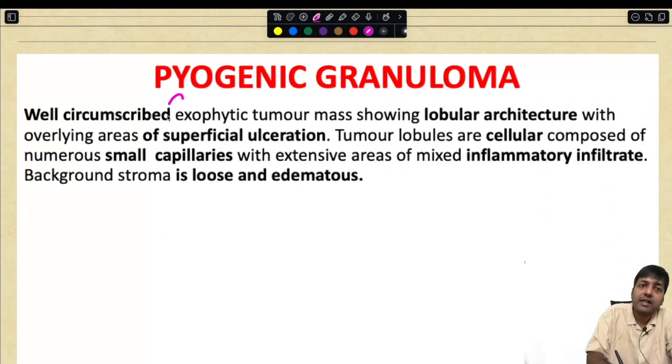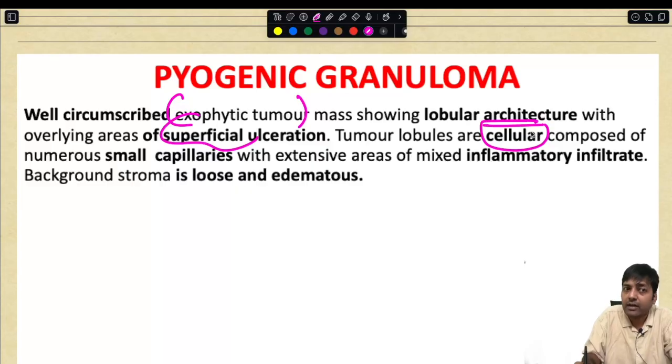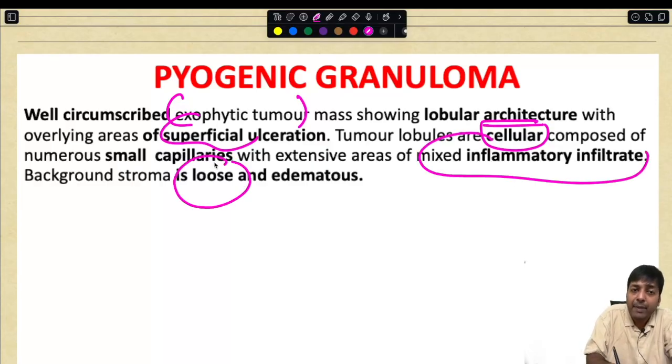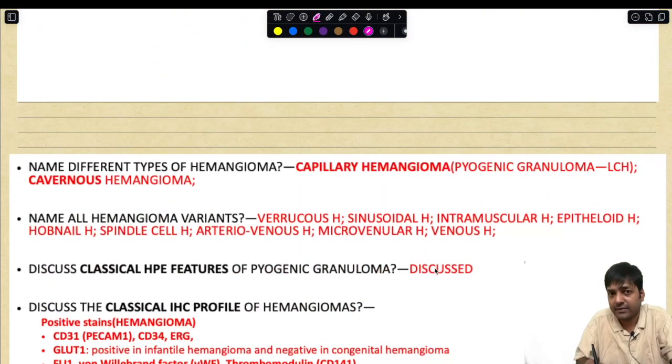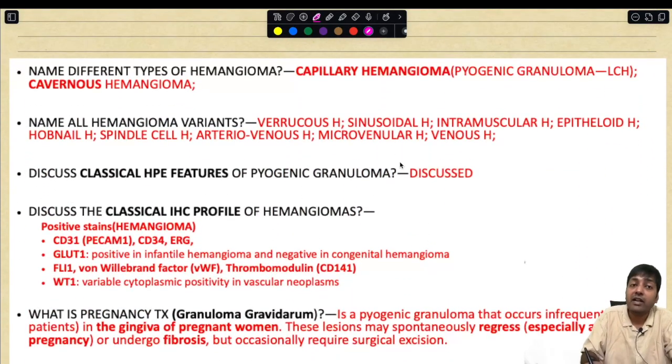So, a well circumscribed exophytic tumor mass showing lobular architecture with overlying areas of superficial ulceration. The tumor lobules are cellular, composed of numerous small capillaries with extensive areas of mixed inflammatory infiltrate. Background stroma is loose and edematous. Now coming to the important question, name the different types of hemangiomas.